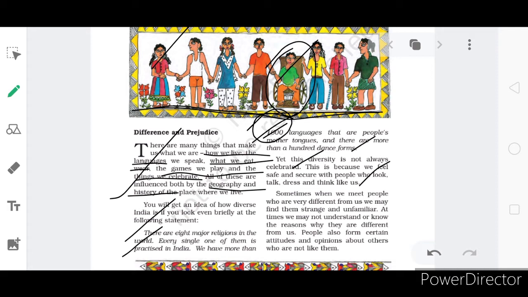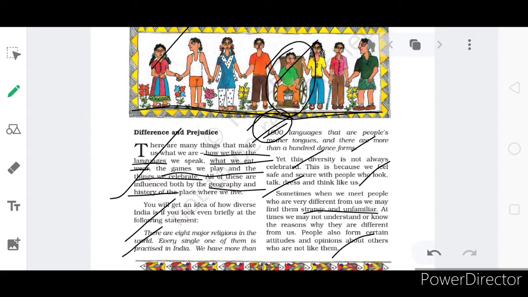So what happens if we find someone similar to us? We tend to feel more safe and secure than with some stranger or different people from a different class or caste. And sometimes when we meet people who are very different from us, we may find them strange and unfamiliar. It often happens. At times we may not understand the reason why they are different from us. People also form certain attitudes and opinions about others who are not like them.